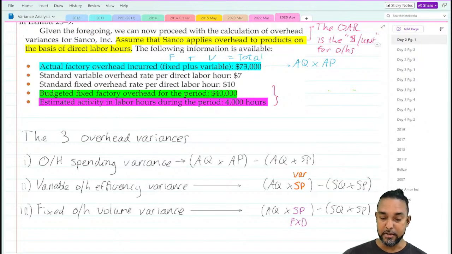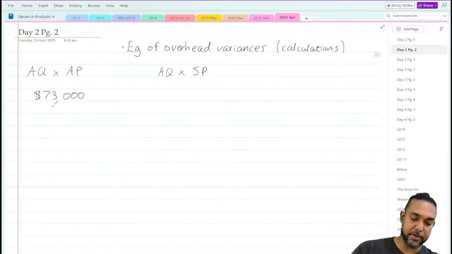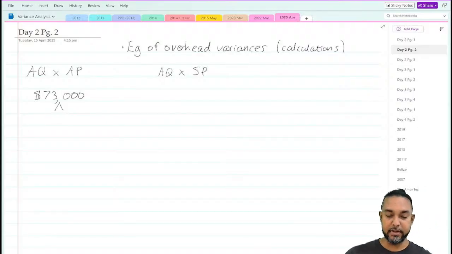The item highlighted in green says what? Budgeted fixed factory overhead is 40. So budgeted fixed factory overhead is usually, right, the same as actual, because remember, fixed overhead doesn't change with the level of output. All right.